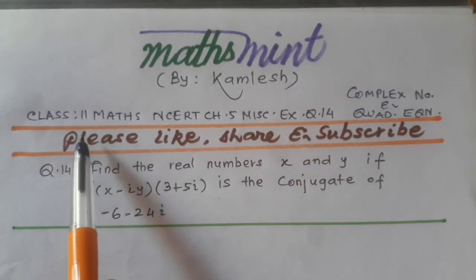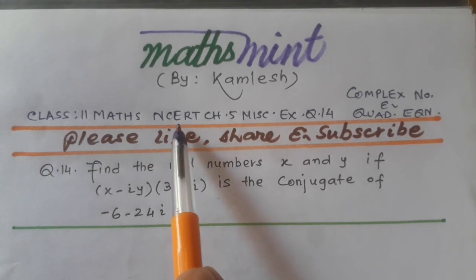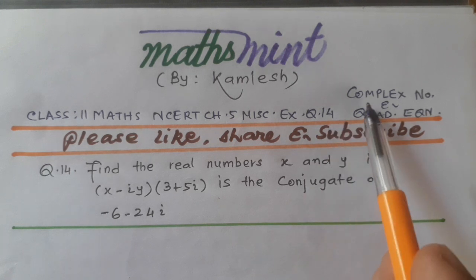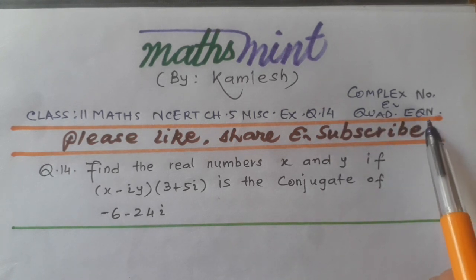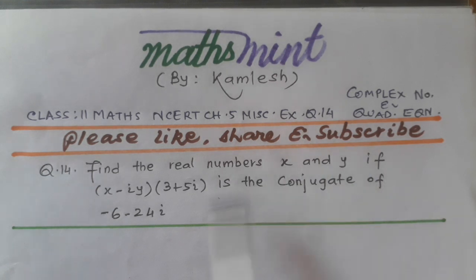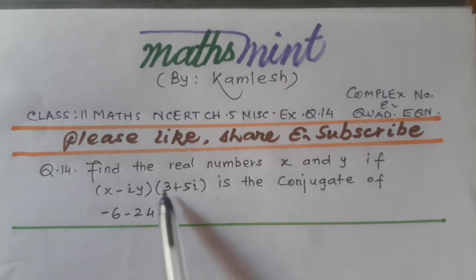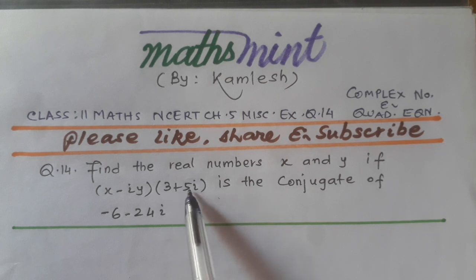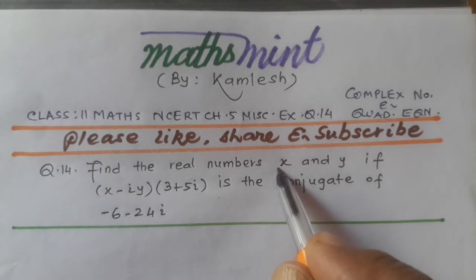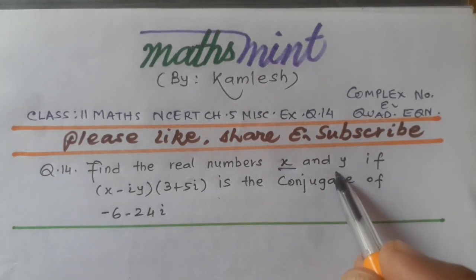It is a question for class 11 maths NCERT chapter 5 miscellaneous exercise question number 14. Chapter is complex number and quadratic equation. In the question it is given: find the real numbers x and y if (x minus iota y)(3 plus 5 iota) is the conjugate of minus 6 minus 24 iota. Here we have to find the value of real numbers x and y.